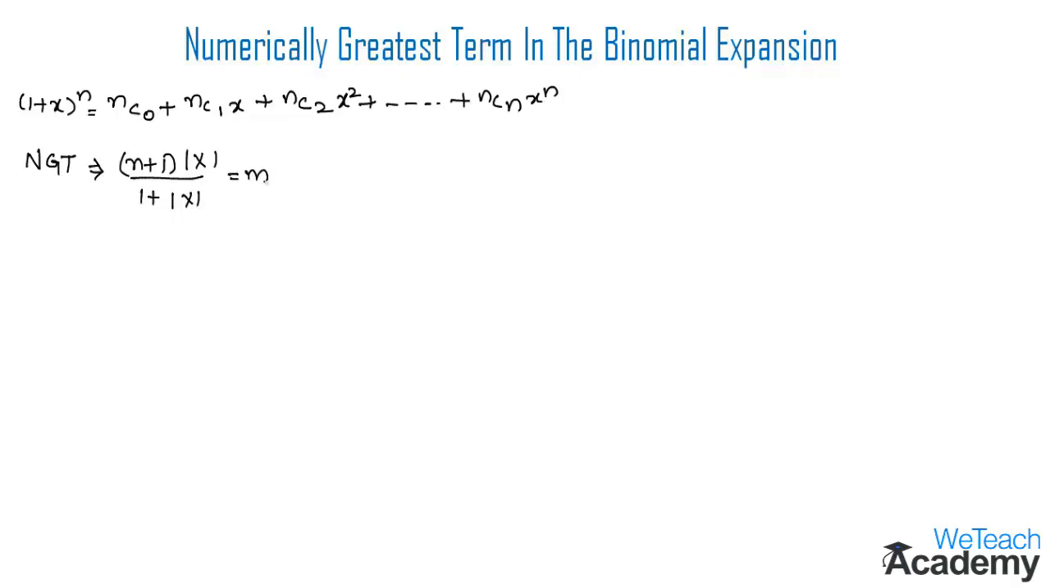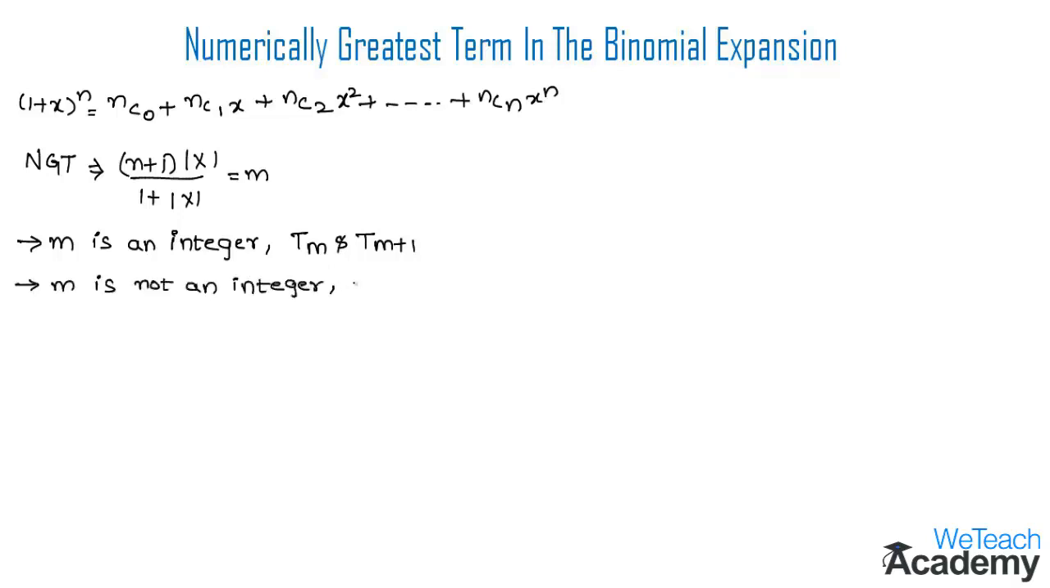So in order to find the numerically greatest term, make a note of 2 points. The first point is, if the value of m is an integer, then we have two numerically greatest terms, which are tm and tm+1. And if m is not an integer, then we have only one numerically greatest term, which is tm+1. Now let me explain this concept with the help of an example.